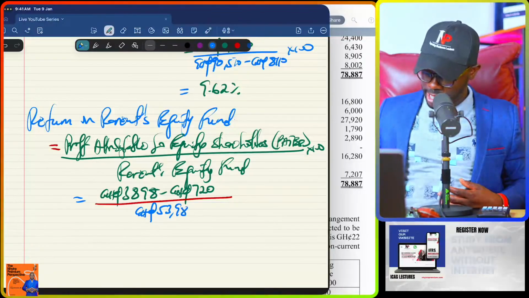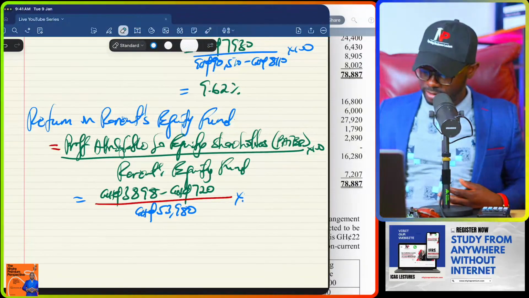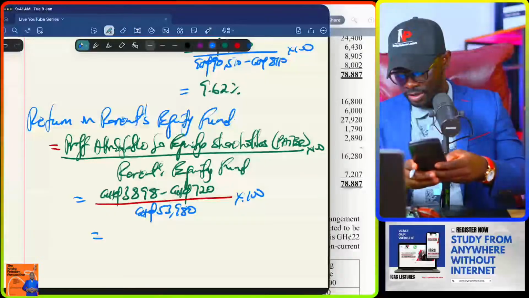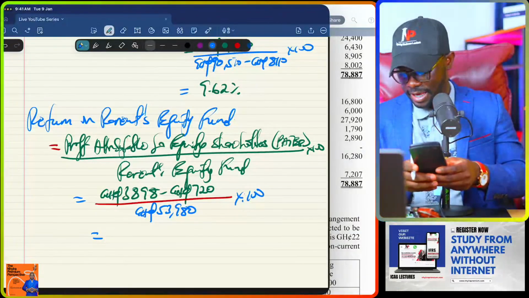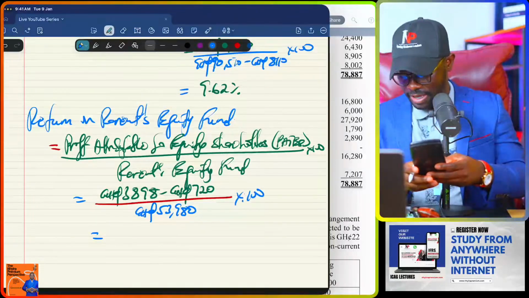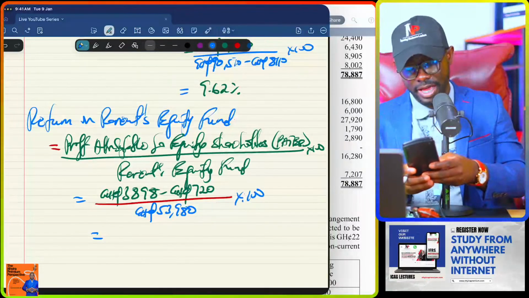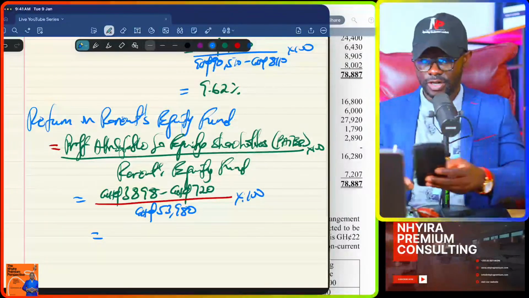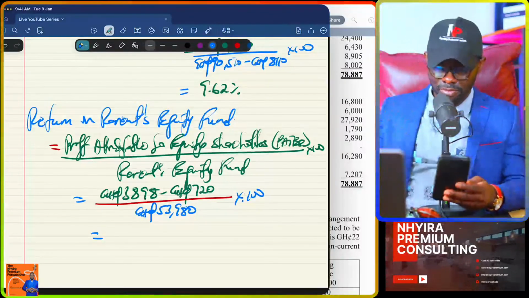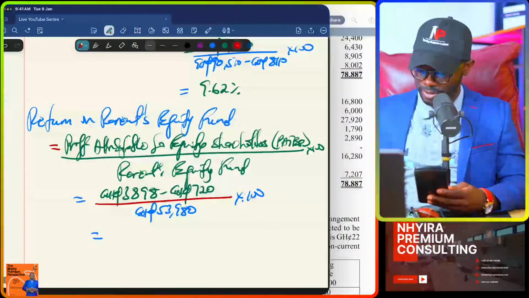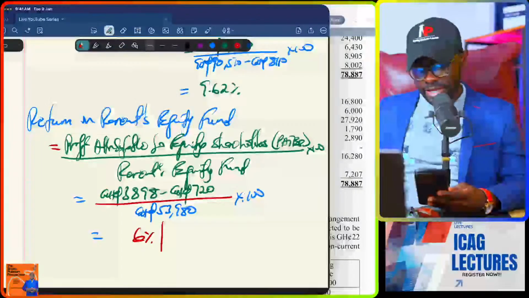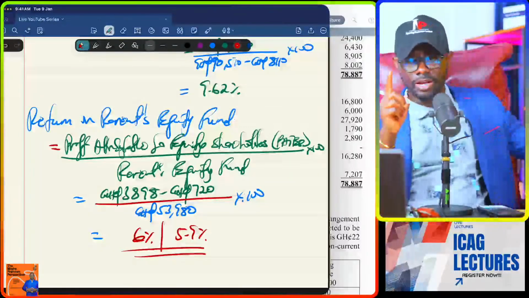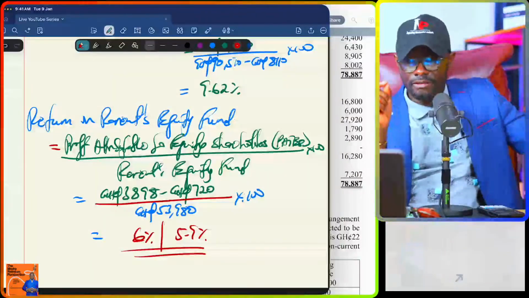53,980 times 100. So what do we have here? 3898 minus 720, divided by 53,980, multiplied by 100 for us, and that is possibly 6% approximately, because you are getting maybe 5.9%, so 6%. This is the return on parent equity fund.